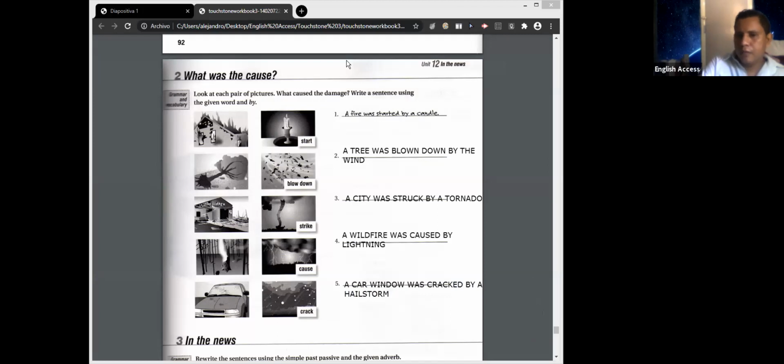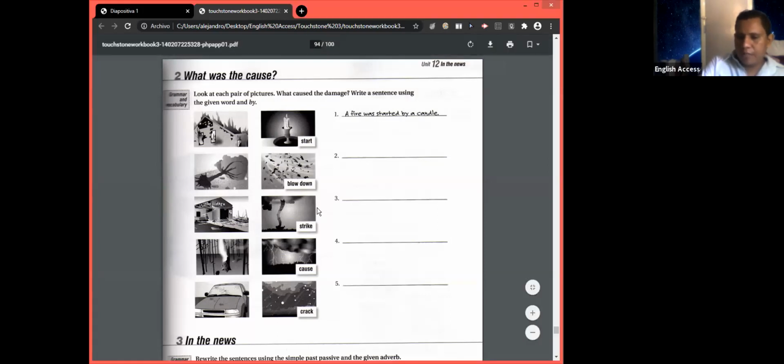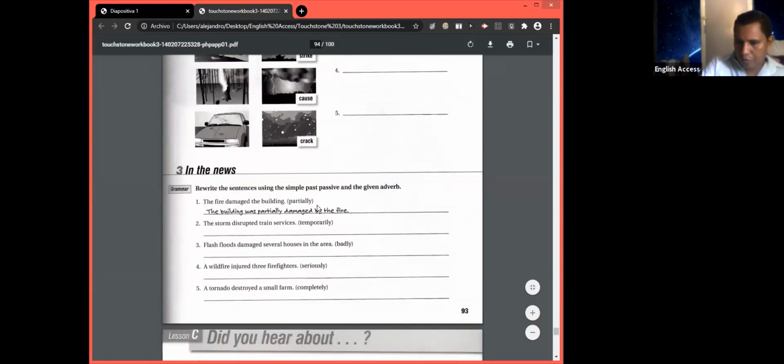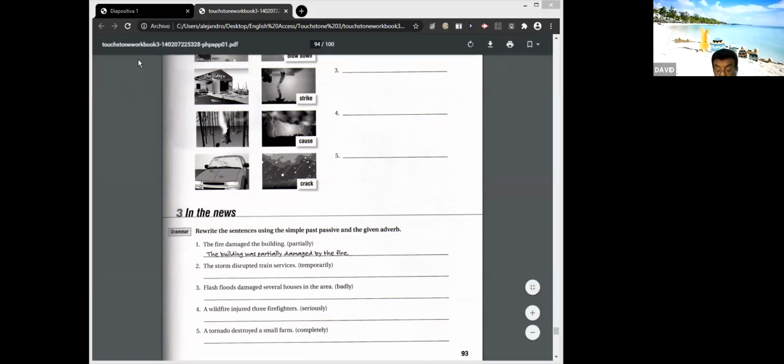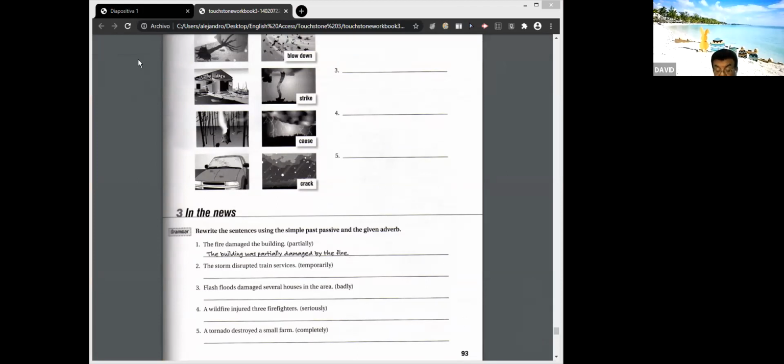All right. Look, in the last part, we have in the news. Look at the first part. Rewrite the sentences using the simple past passive and the given adverb. All right. So David, come on. Can you start, please? The first one. The fire damaged the building. The answer is the building was partially damaged by the fire.